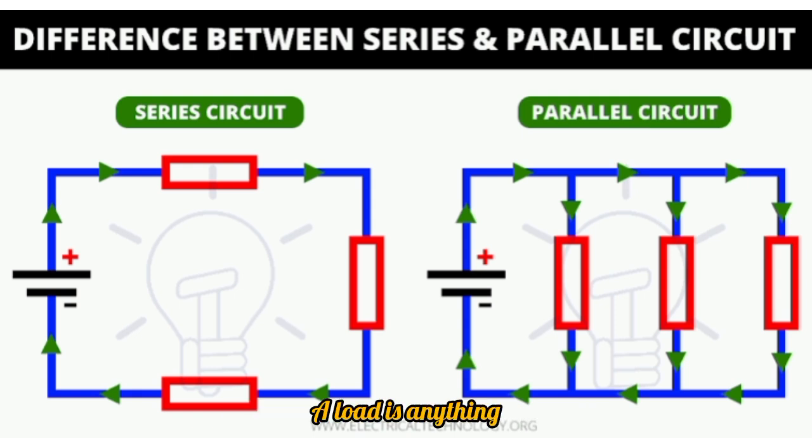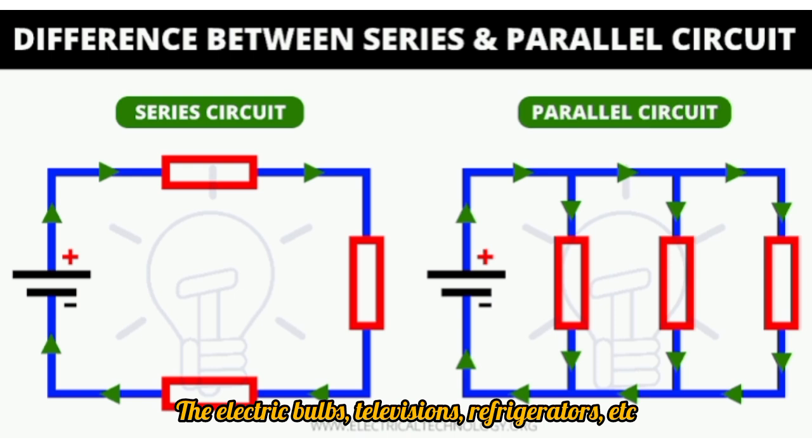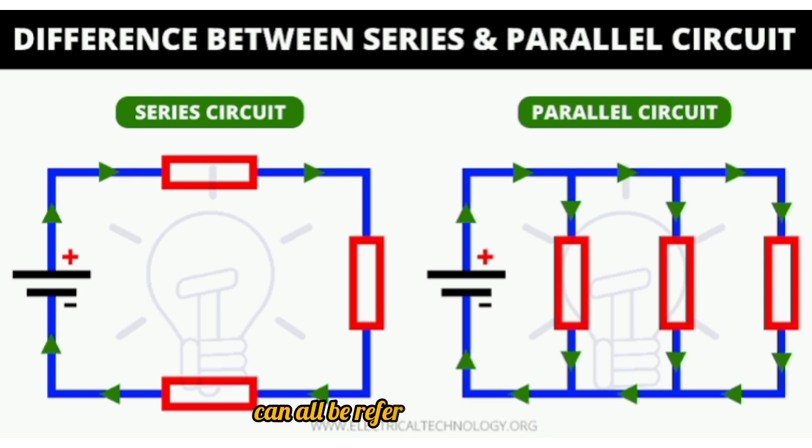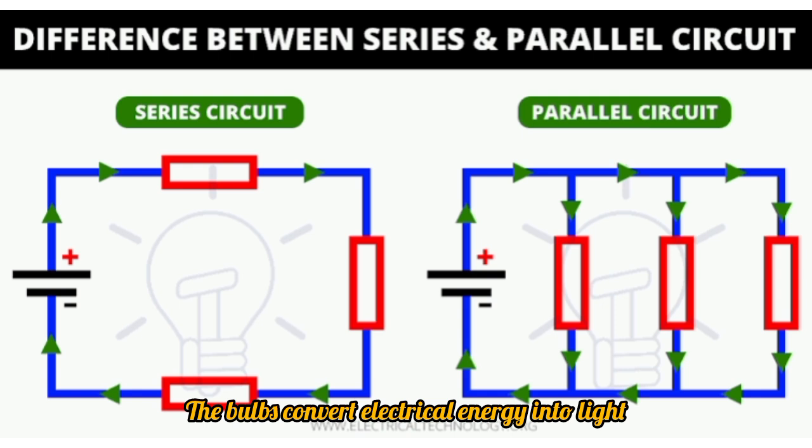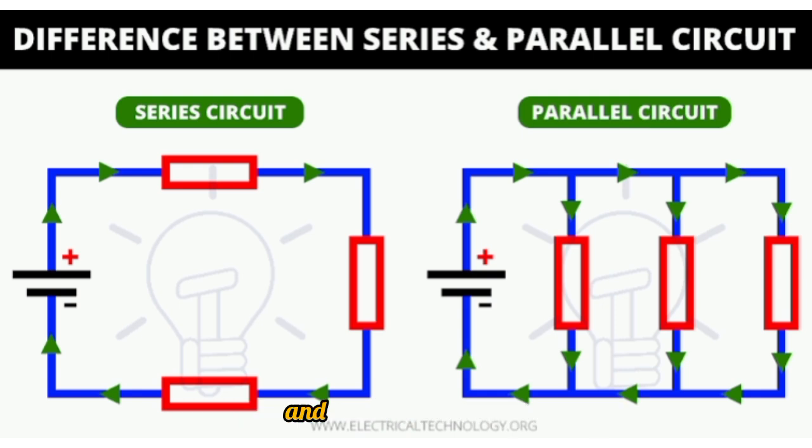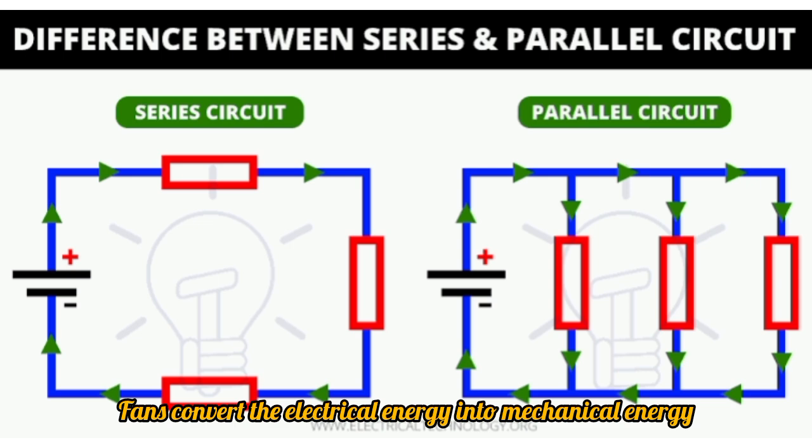A load is anything, for example an appliance, electric bulbs or even ceiling fans, that consumes electrical energy when connected to a power supply. The electric bulbs, televisions, refrigerators, etc. can all be referred to as a load. The bulbs convert electrical energy into light and heat forms of energy. Fans convert the electrical energy into mechanical energy.